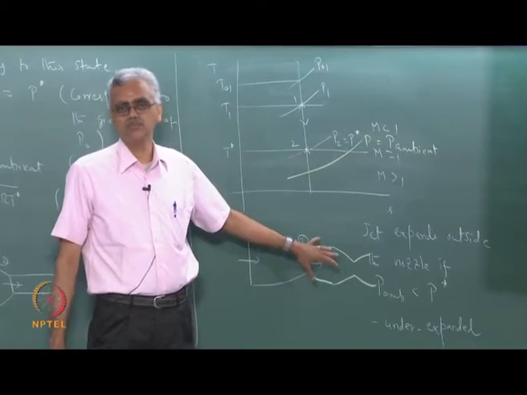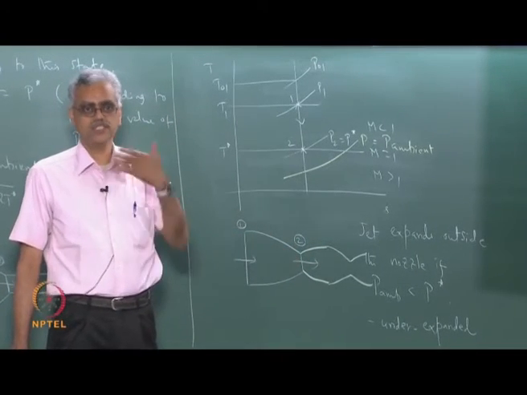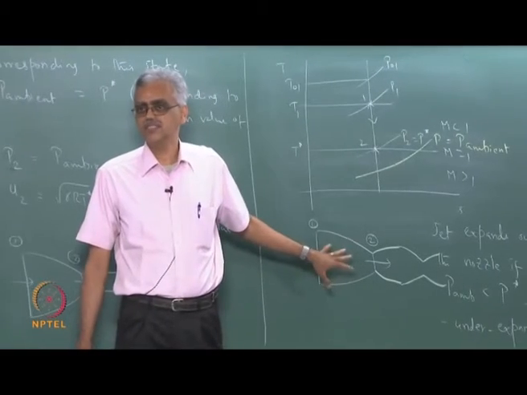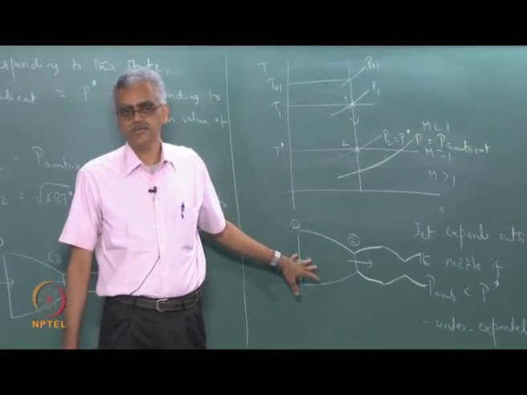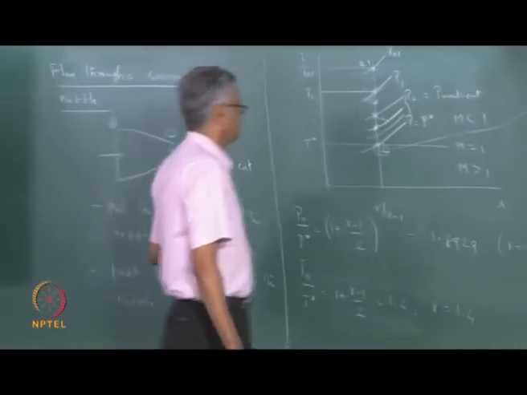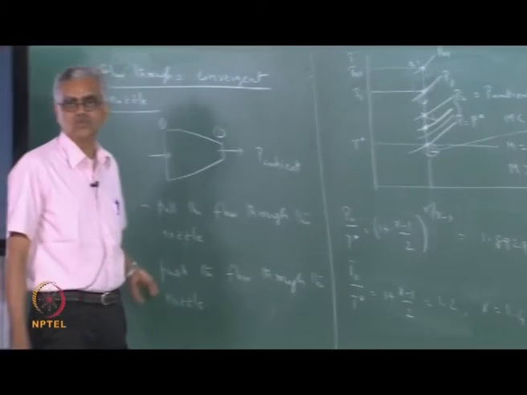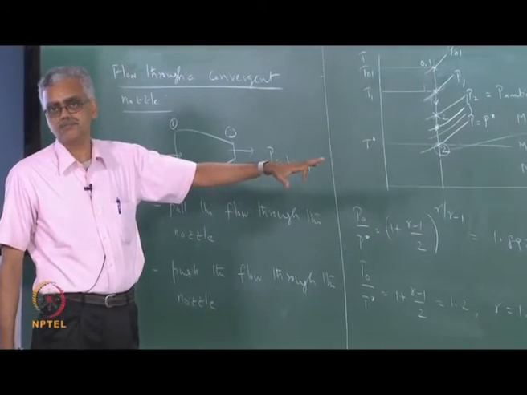But unsteady compressible flows are really not within the purview of this course. So I am just telling you that it is possible, but that is not something that we will look at. Alright, so what we are going to do next is look at the sequence of events that happens when we push the flow through a nozzle, keeping the ambient pressure constant.